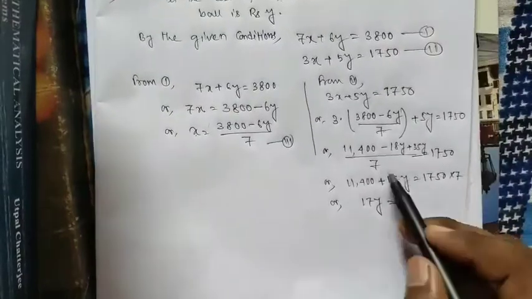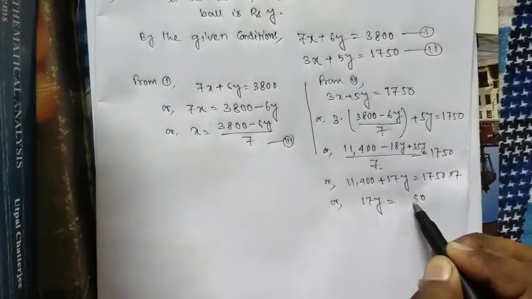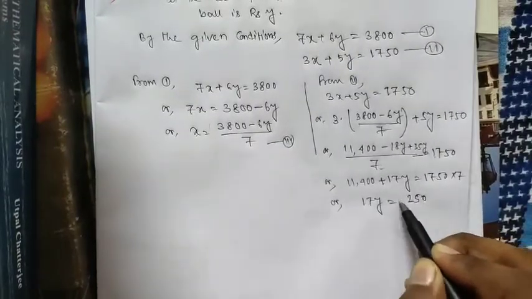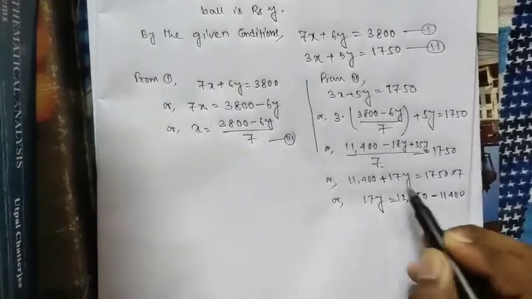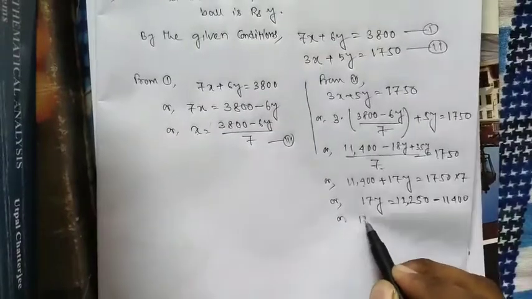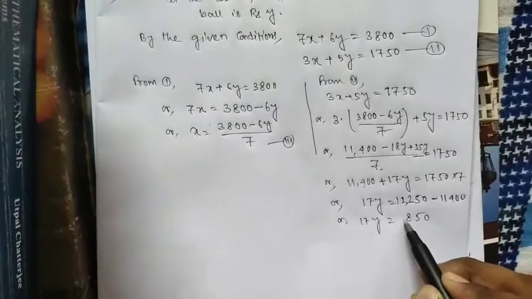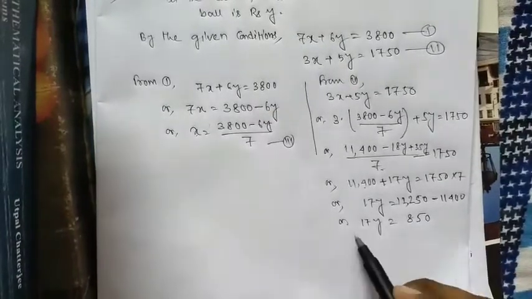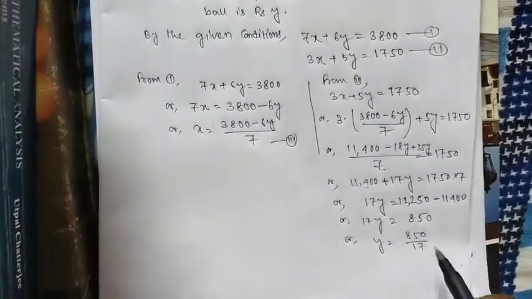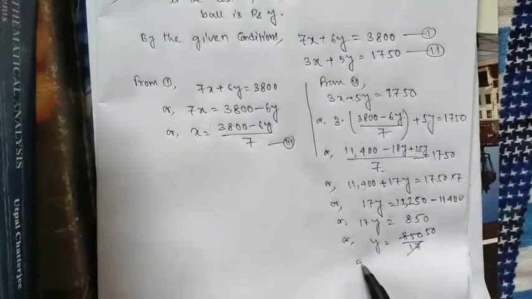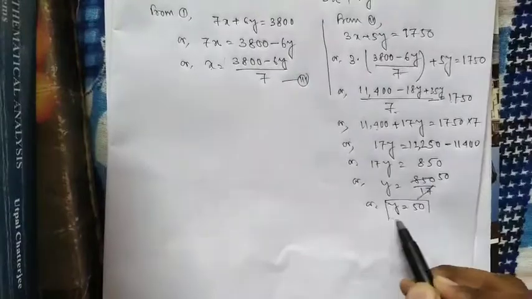Okay, this 7 will multiply on the right side, so this is 12,250. This 11,400 will go to the right side, so 17y equals 850, so y equals 850 divided by 17, so y equals 50. Understood? This is the value of y.